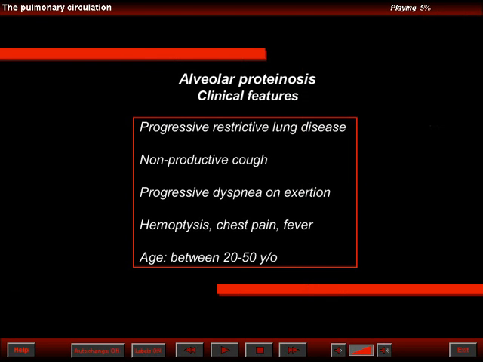The clinical features of alveolar proteinosis consist of progressive restrictive lung disease. These patients generally have a non-productive cough. They have a minimal or moderate dyspnea, which is progressive on exertion. They have fatigue. They may have hemoptysis, although this is rare. Also rare are chest pains and fever. It is a process that is most commonly observed in individuals between 20 and 50 years of age.